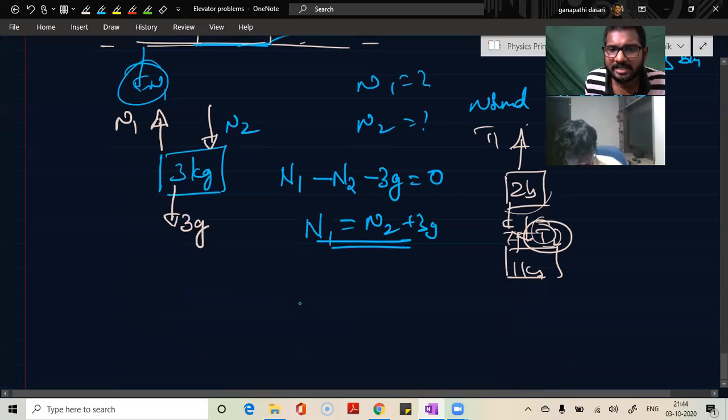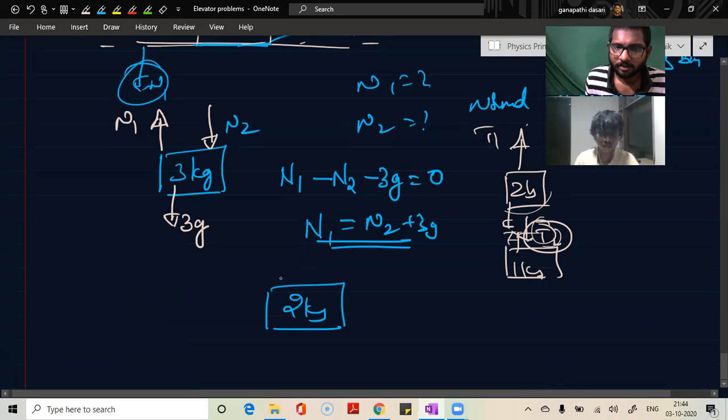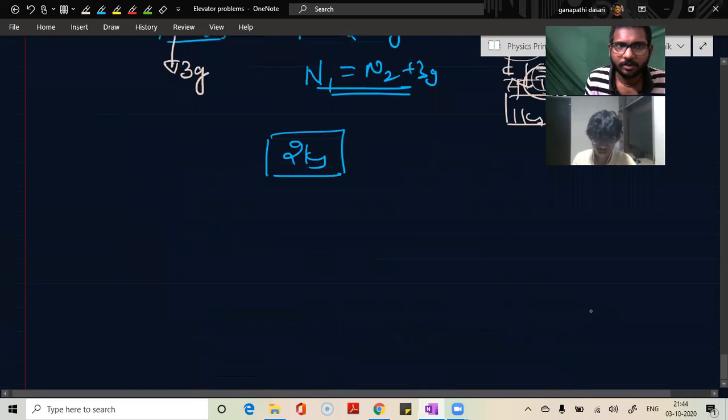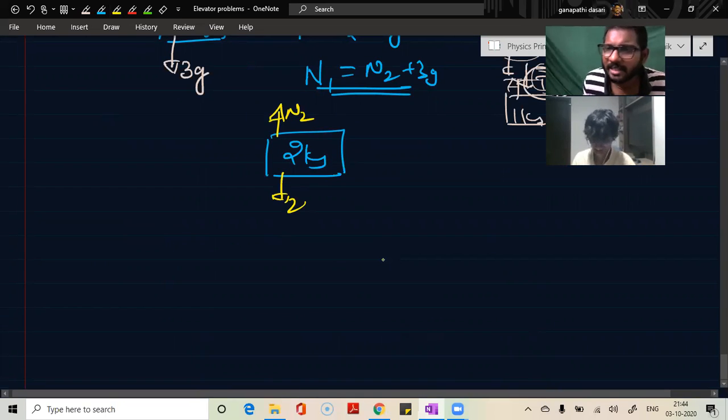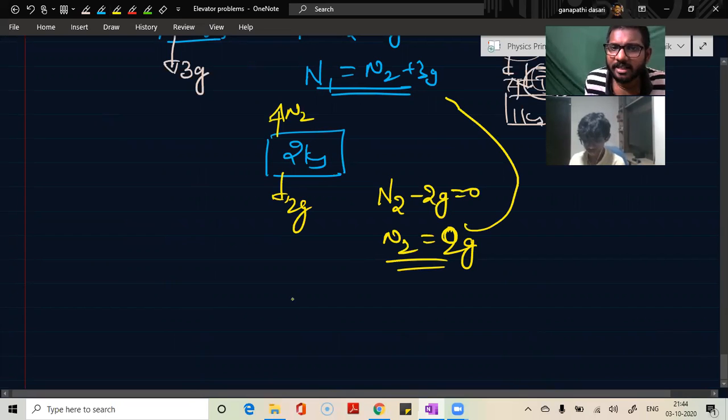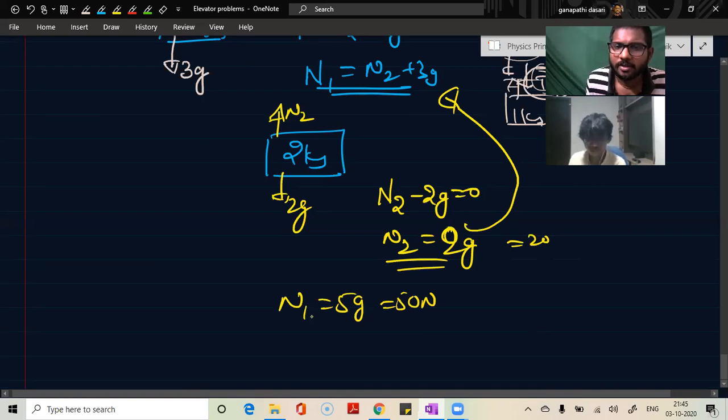Now the 2 kg block. What are the forces on the 2 kg block? The contact force is N2. So N2 will be upwards and 2G will be downwards. Is there any other force acting? N2 minus 2G is equal to 0. Because the body is at rest, N2 is equal to 2G. If we substitute this in the first equation, we get N1 is equal to 5G. That is 50 newtons, and N2 is 20 newtons. You got it? How to solve the problem?